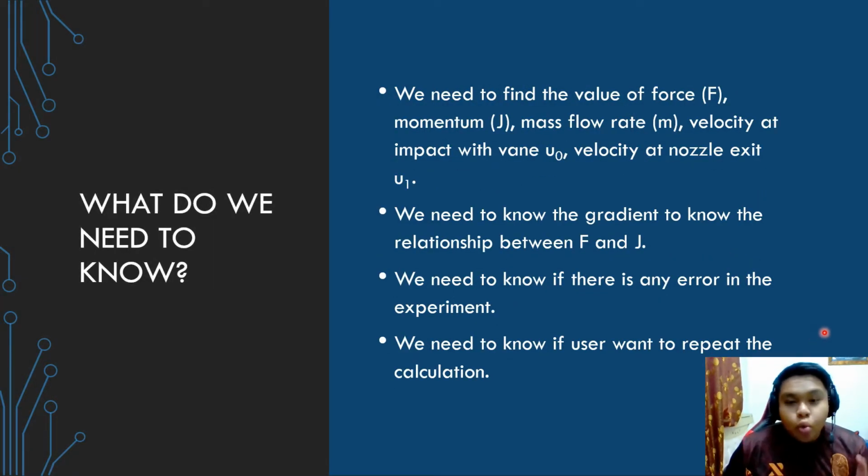Now, what do we need to know? We need to find the values of force, momentum, mass flow rate, velocity at impact with the vane, and velocity at nozzle exit. This is one of the objectives. The other objective is to know the gradient, to know the relationship between F and J. And then we need to know if there is any error in the experiment, and we need to know if the user wants to repeat the calculation.